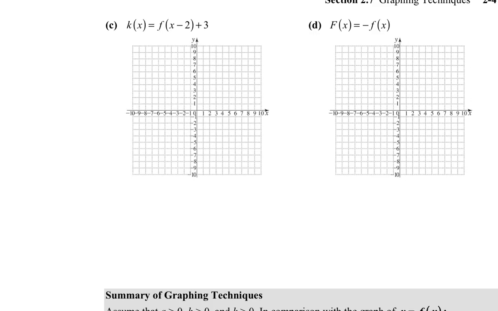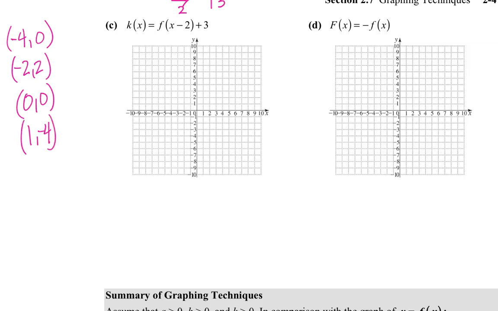So now we're going to take that same picture and we're going to go right 2 and up 3. So we had the points negative 4, 0. We have negative 2, 2, 0, 0. 1, negative 4, and 3, 0. So those are the 5 points that give us that picture.